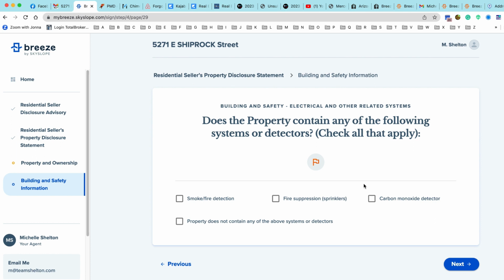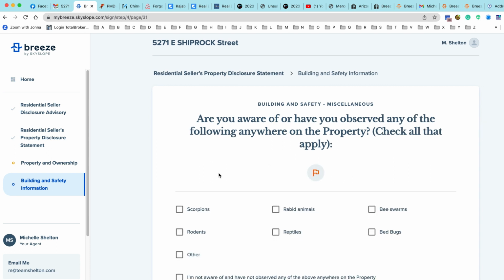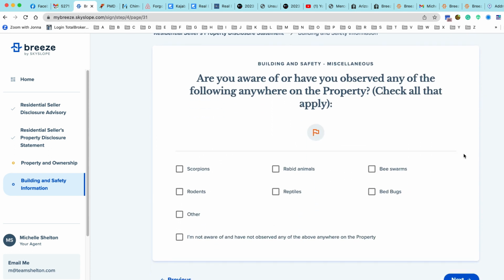Does the property contain any of the following systems or detectors? No, no smoke detectors. Are you aware of any animals or pets? No, we hate pets. I've had people say that. I'm like, who hates dogs? No, you can't hate dogs. If you hate dogs, we automatically just cancel the listing appointment.